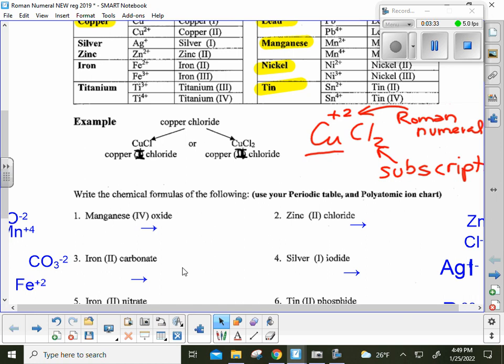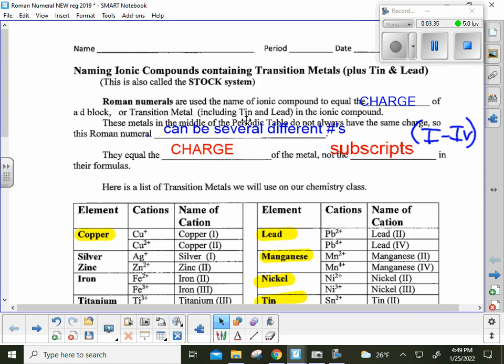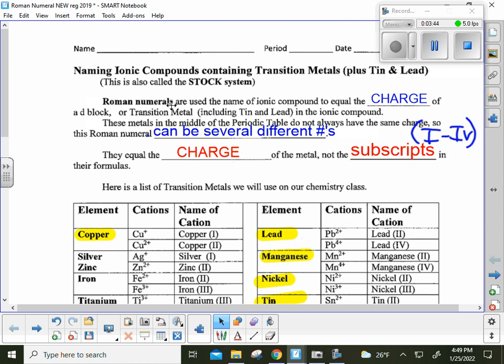Okay, now let's first talk about the actual blanks. I mentioned these maybe to period 2 yesterday or some of the sections, but if not, let me go over them with you. Roman numerals are used in naming of ionic compounds, and they're equal to the charge of a D block or transition metal. And that also includes tin and lead that are in the ionic compound.